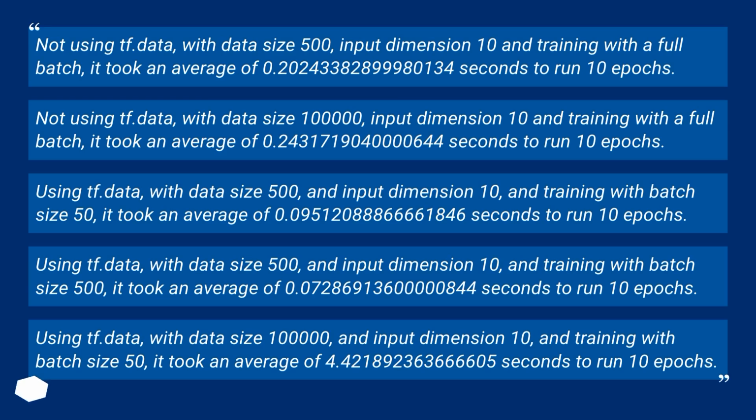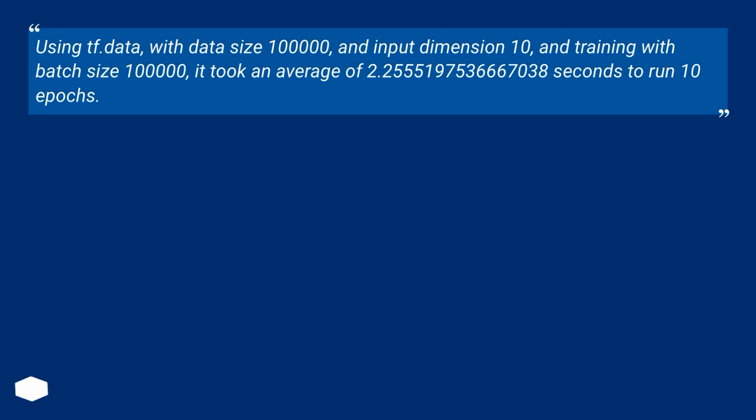Using tf.data, with data size 100,000, and input dimension 10, and training with batch size 50, it took an average of 4.421892363666605 seconds to run 10 epochs. Using tf.data, with data size 100,000, and input dimension 10, and training with batch size 100,000, it took an average of 2.25551975366667038 seconds to run 10 epochs.